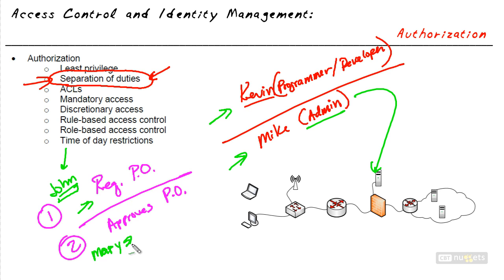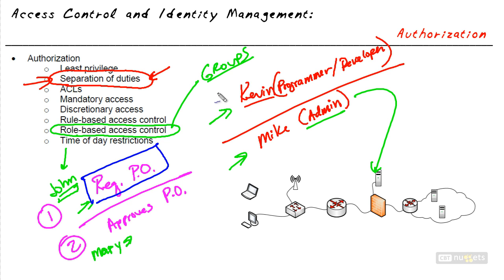To help ease the administrative burden of giving John and Mary the specific rights they need and all the little details, we can use role-based access control. A prime example of this is groups. I'll put this in blue. Maybe we make a purchase rec group, and the group is given all the detailed rights that they need for the purchase rec process. And we make another group, maybe we call it purchase order approvers, and we give that group all the exact details and rights they need for that specific function.